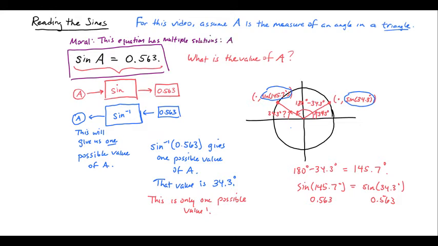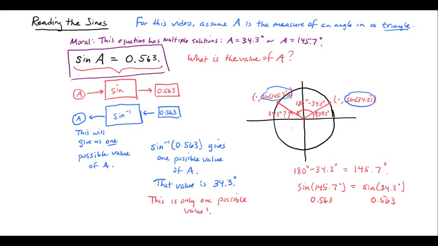A could be 34.3 degrees, or it could be 145.7 degrees. Okay, and both of those are viable solutions if I'm talking about a triangle. A triangle could very well have a 145.7 degree angle. It just wouldn't happen in a right triangle.